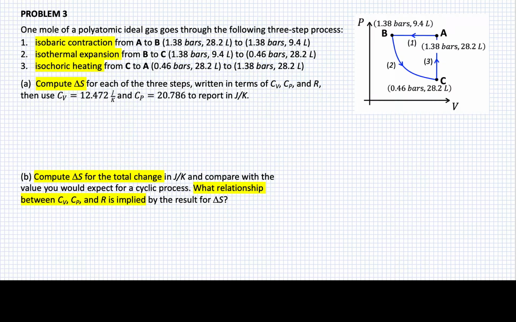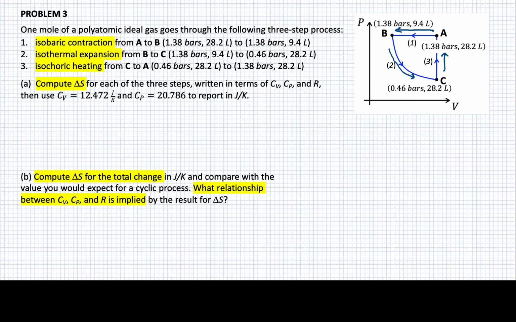In problem 3, again we have a multi-step process, although you're given the PV diagram for this one. The 3 steps involved an isobaric contraction, an isothermal expansion, and an isochoric heating. Step 1 is this horizontal piece across the top. Step 2 is this curved piece that goes from point B to point C, and step 3 is the vertical piece that goes from point C to point A.